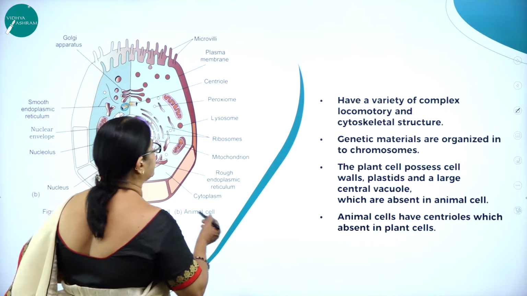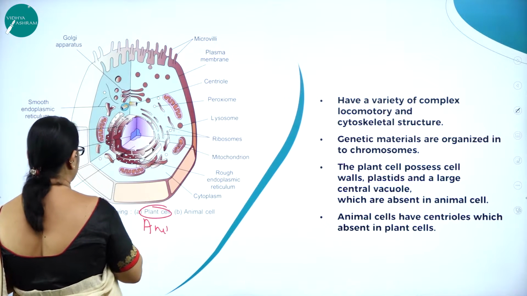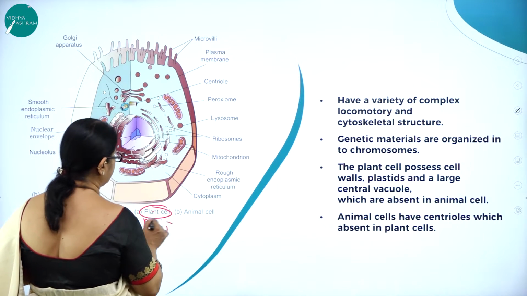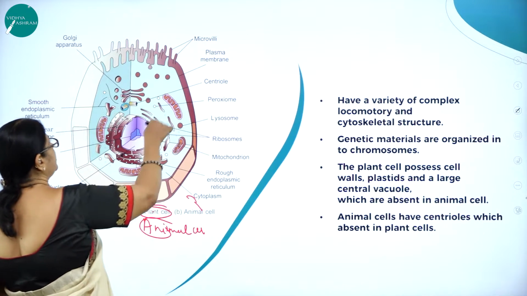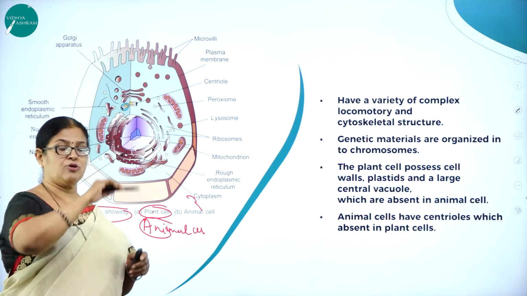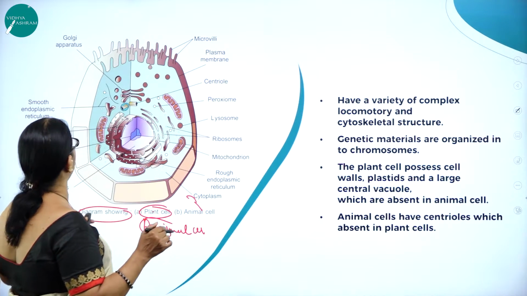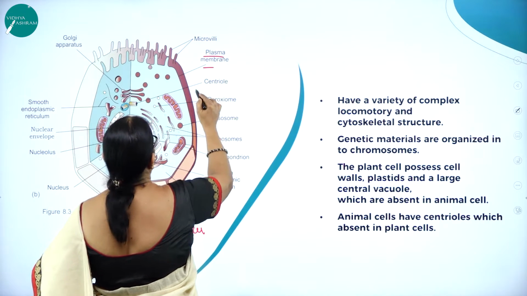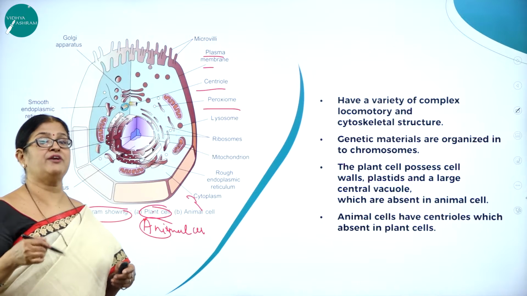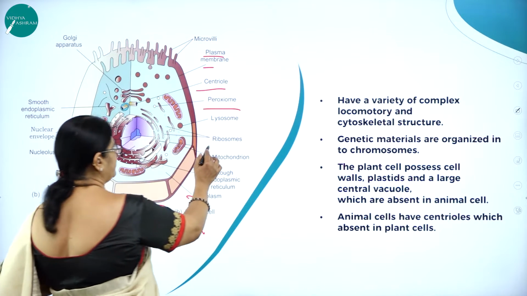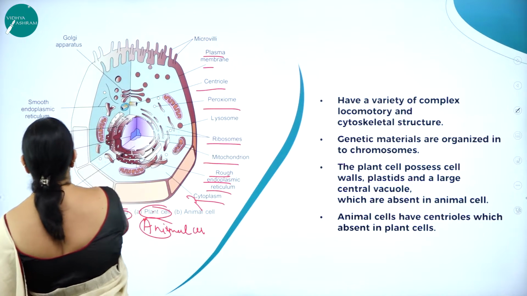Here you can see the structure of an animal cell. The previous diagram was about the plant cell, and this is an animal cell. In the plant cell, the outermost layer was covered by cell wall. Here it is covered by plasma membrane. Here you can see centriole, peroxisome, but you don't find chloroplast and you don't find vacuole. We have ribosomes, mitochondria, rough endoplasmic reticulum, cytoplasm, nucleolus.